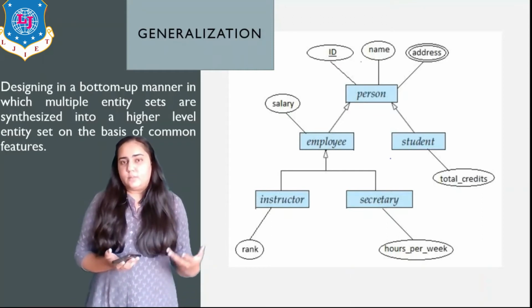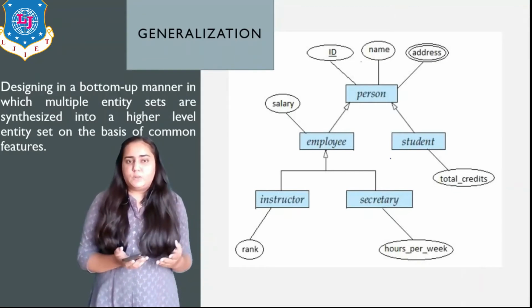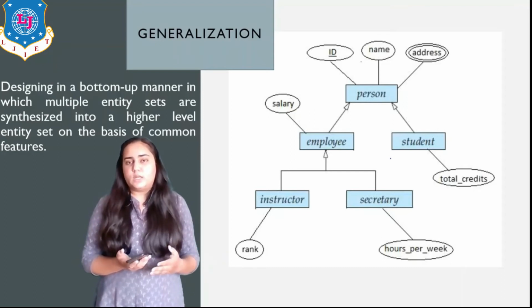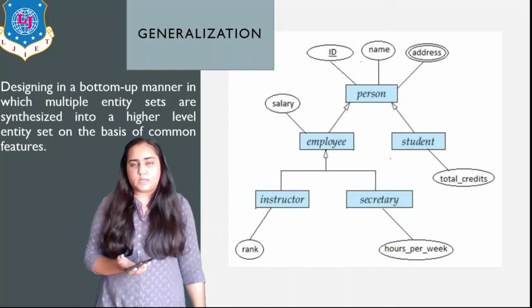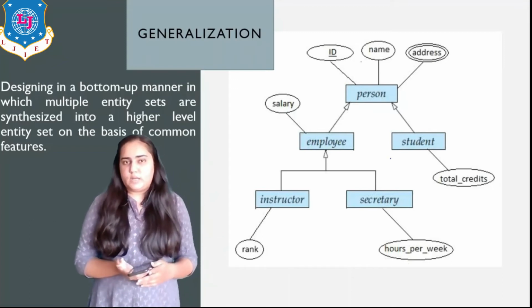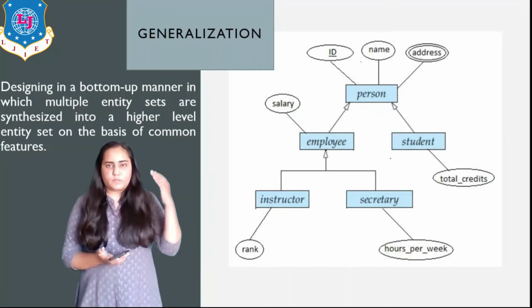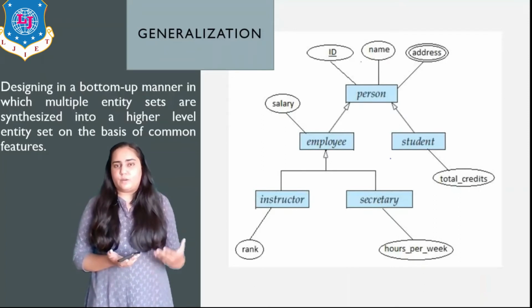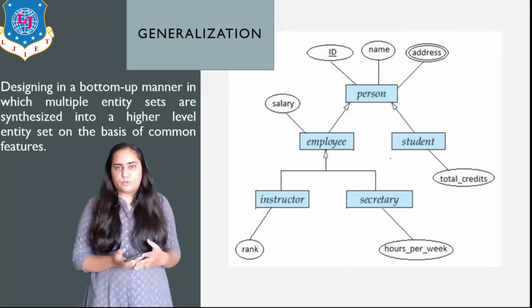Instead, because there are common attributes, you could merge them into an entity set and put it on a level above employee and student, and put those attributes on that higher entity set. That would be generalization. So it's just the way you think. If you are thinking from top to bottom, it is specialization. But if you're thinking from bottom to top, then that is a generalization approach.